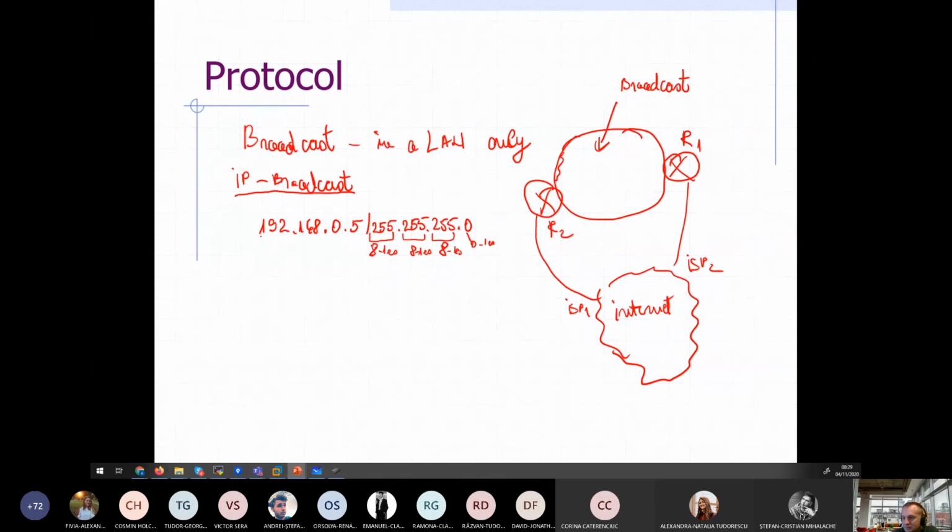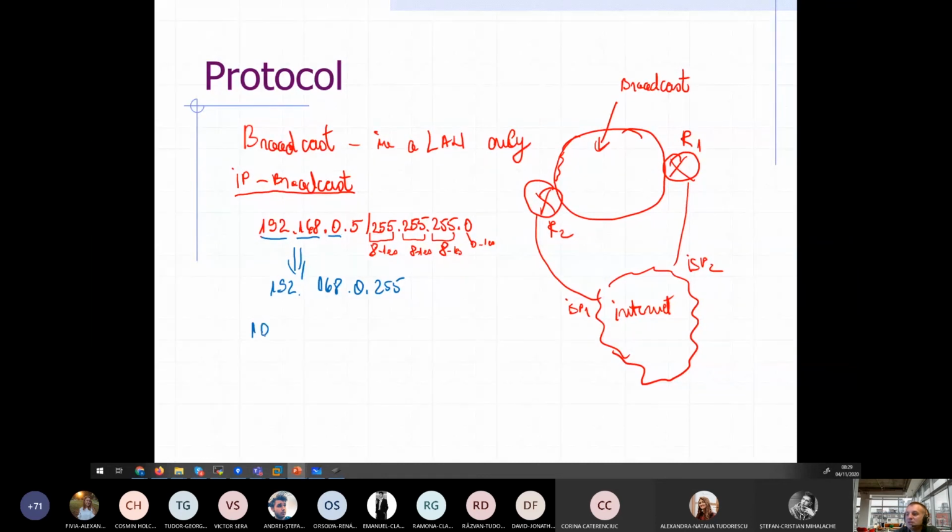In our case, this one here, this one here, and this one here stay. Whatever is not covered by the mask, it's 0. You just put the maximum value, a 1 everywhere there. So you replace everything that is 0 in the mask with a 1 and combine it with the IP address, and you get 192.168.0.255.